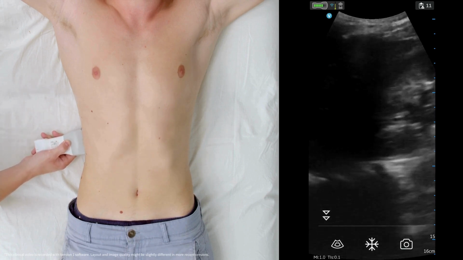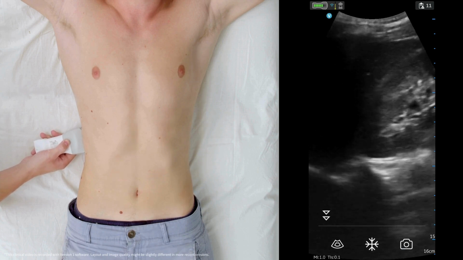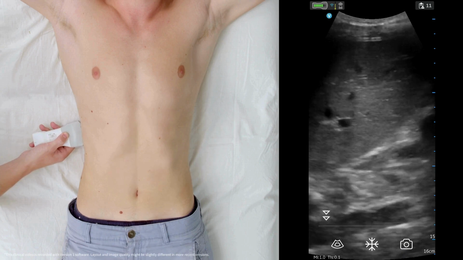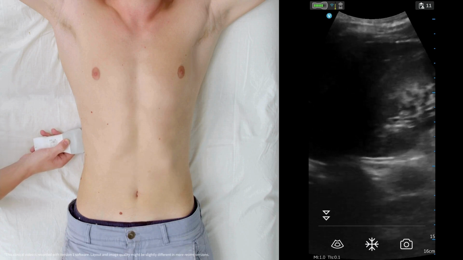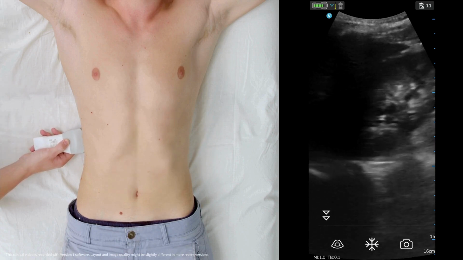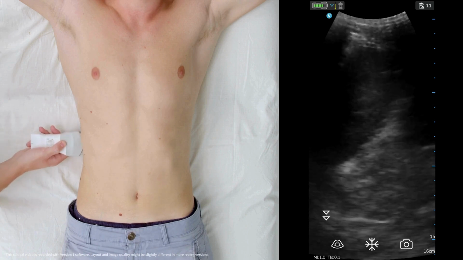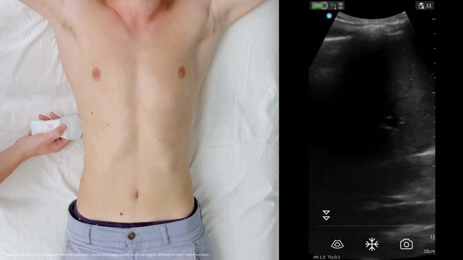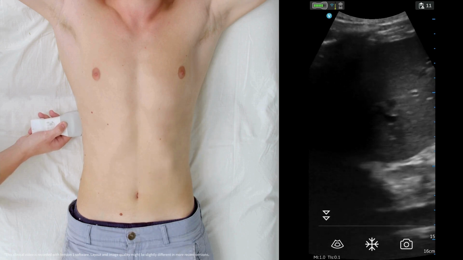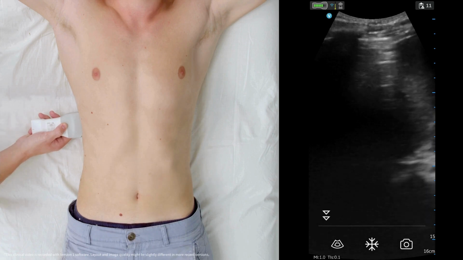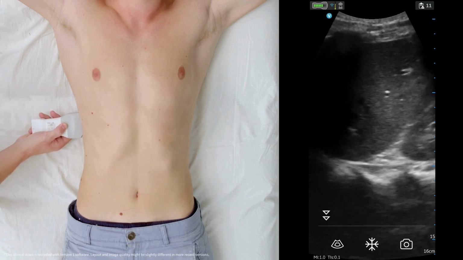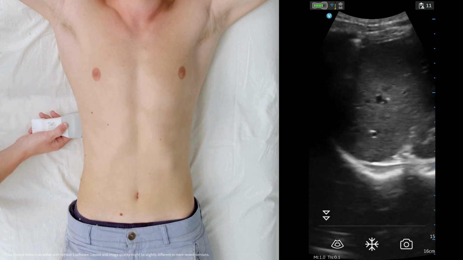We can see it sliding when the patient is breathing, and we can see the interface between the liver and the kidney. We can see there is no free fluid in here. Once we've verified that, we can slide the transducer up a little bit so we can see the diaphragm better. And when the patient inhales, there it is, we can see the curtain phenomenon. When he exhales, we can see the liver coming back into view.